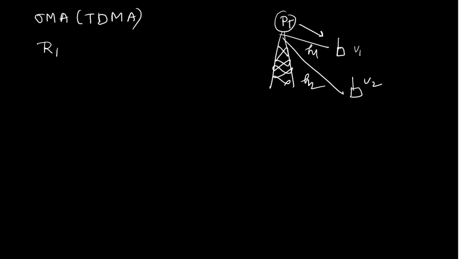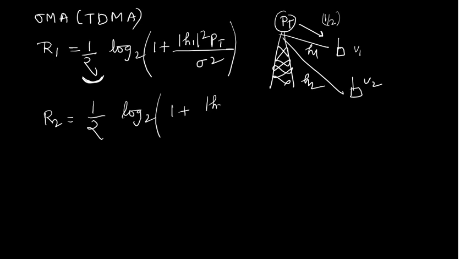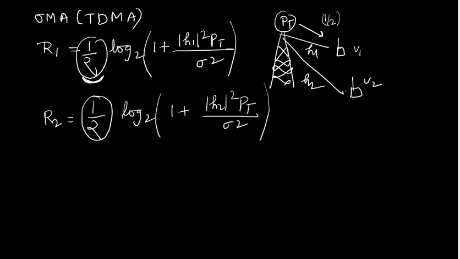So let us assume that we are dividing our time by half, meaning for half the time, therefore I am writing this half log 2 1 plus mod of H1 square PT by sigma square. The complete power will be transmitted to user 1. And for half the time, this complete power is given to user 2.